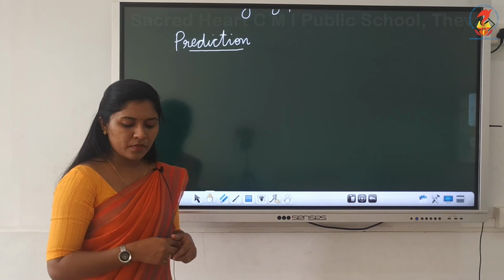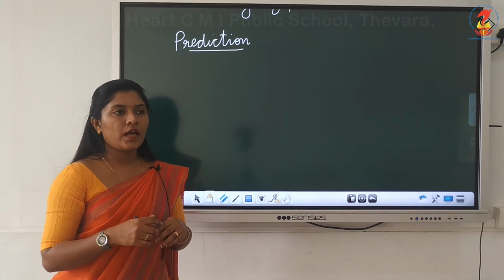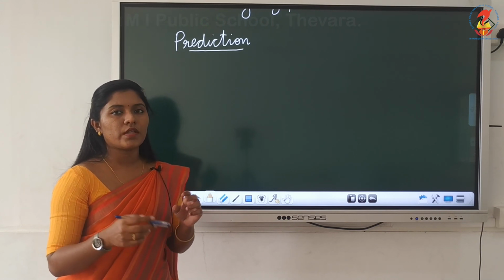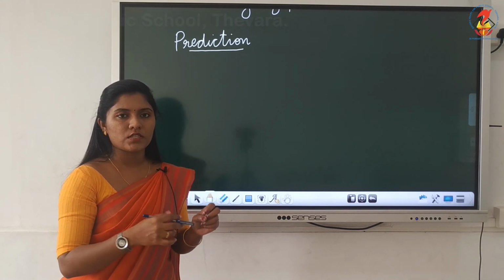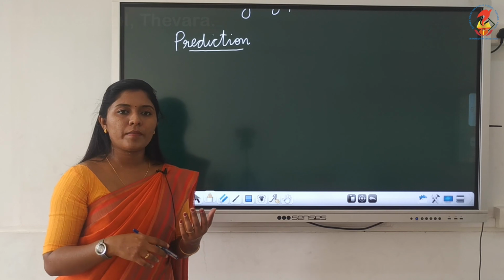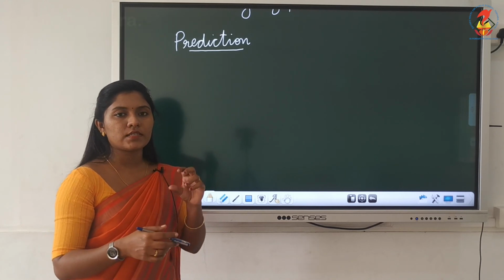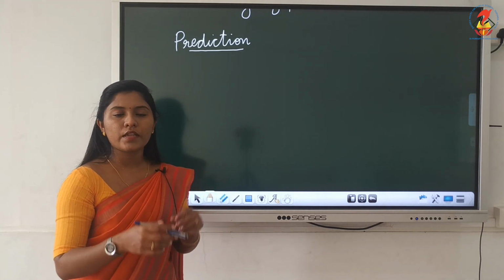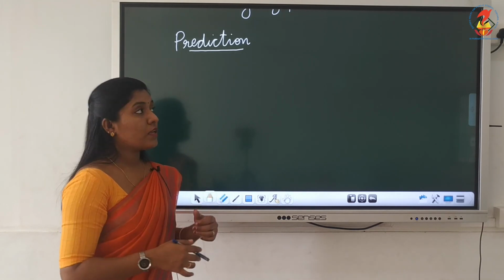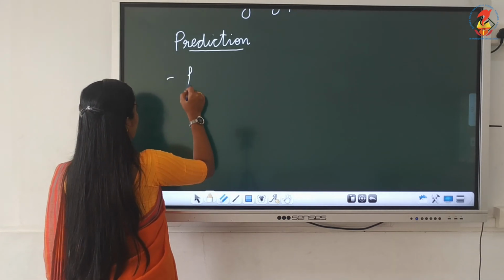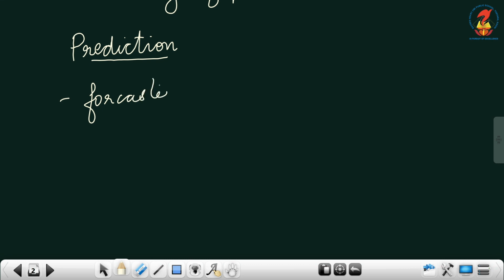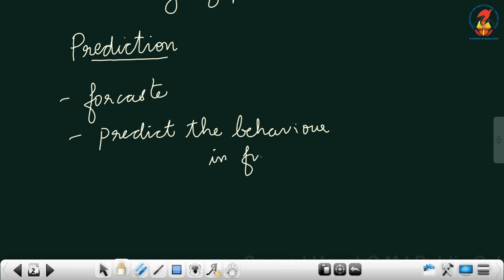Suppose you are studying behavior related to smoking habits. You will do the research, collect the data, analyze it, and then you will be able to understand what factors cause that particular behavior, then you can modify it. So, that is prediction. You can forecast, you can predict the behavior in future.